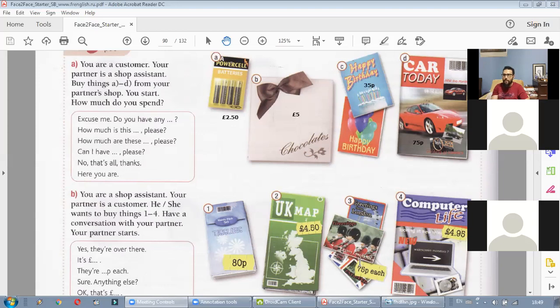Excuse me, do you have any postcards? Yes, they are over there. How much is this, please?